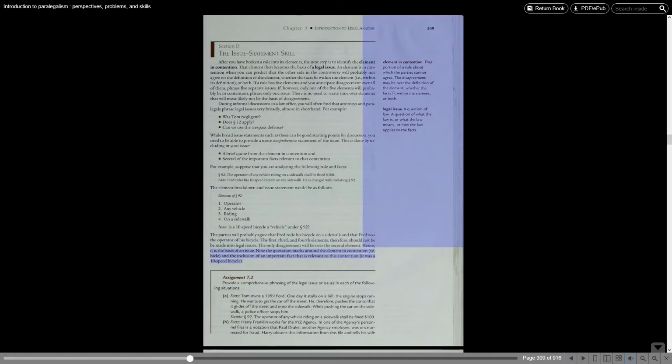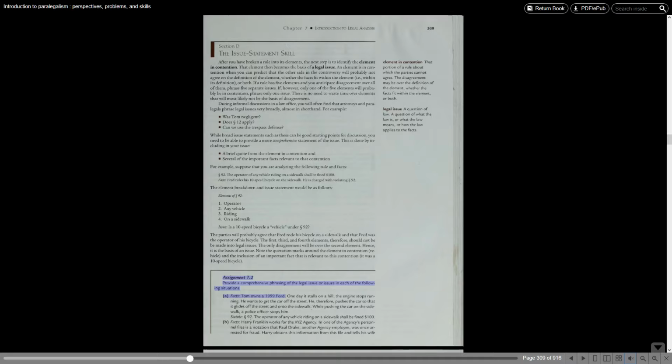Note the quotation marks around the element in contention, "vehicle," and the inclusion of an important fact that is relevant to this contention. It was a 10-speed bicycle. Element in contention, that portion of a rule about which the parties cannot agree. The disagreement may be over the definition of the element, whether the facts fit within the element, or both. Legal issue. A question of law. A question of what the law is, or what the law means, or how the law applies to the facts.